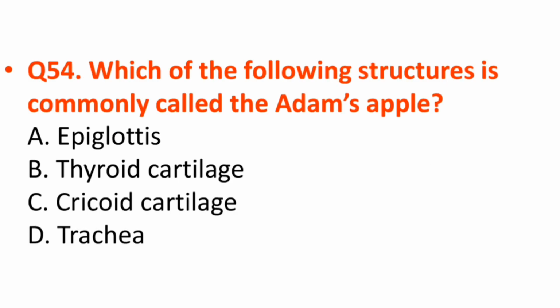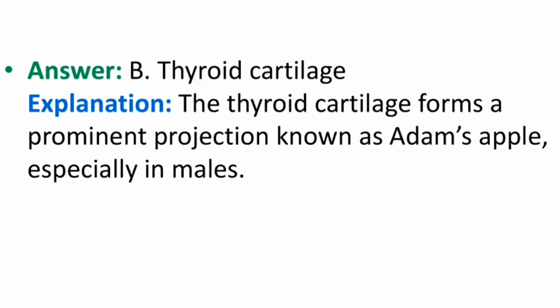The next question. Which of the following structures is commonly called Adam's apple? Option A epiglottis, option B thyroid cartilage, option C cricoid cartilage, option D trachea. The correct answer is option B thyroid cartilage. The thyroid cartilage forms a prominent projection known as Adam's apple, especially in males.